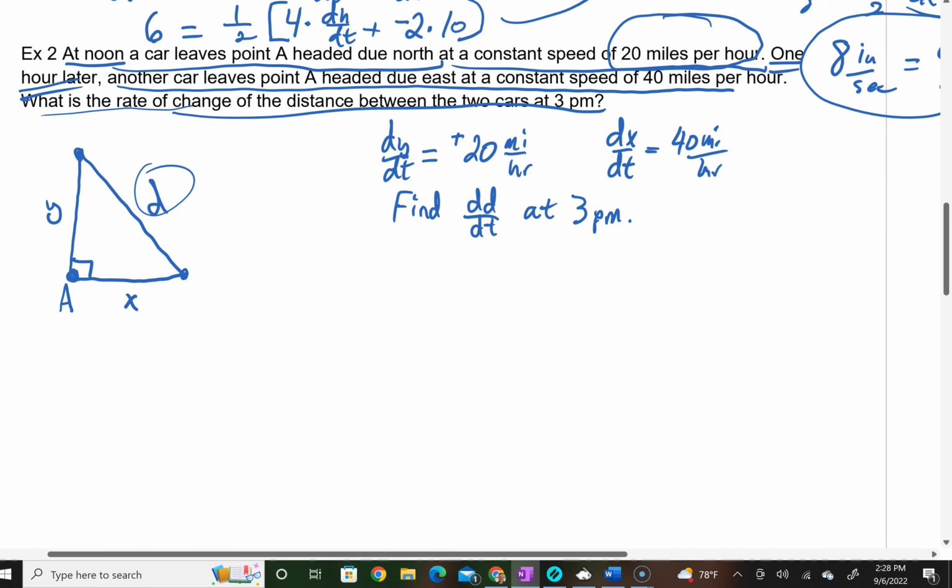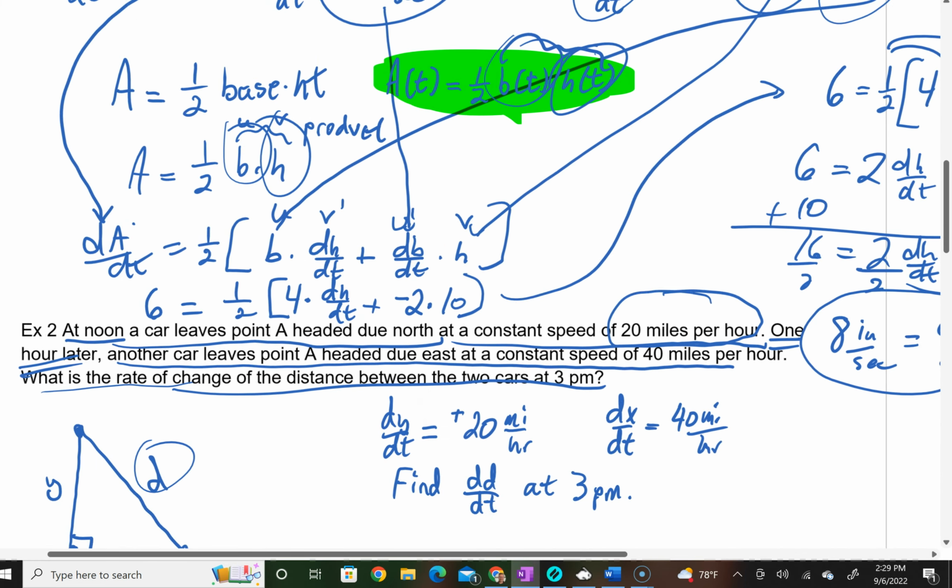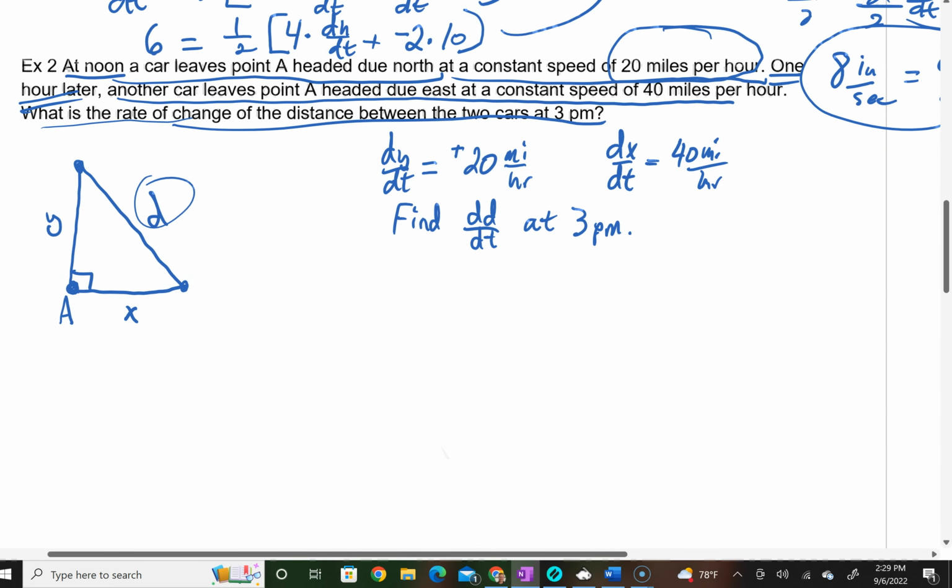Well, unlike our last problem, we don't have a very simplistic formula from geometry relating these three immediately to us. It's not like we have memorized, like we did up above, 1/2 base times height is the area of a triangle.